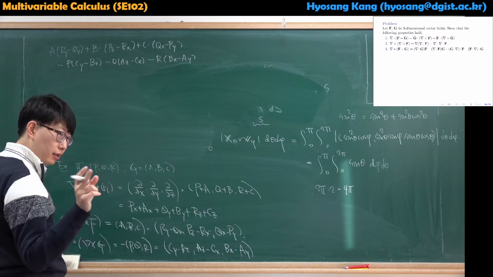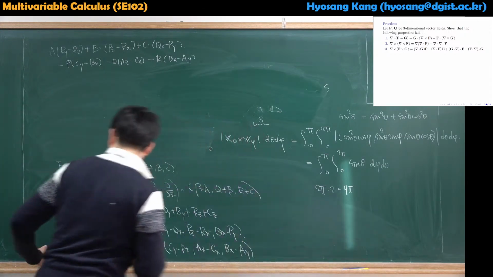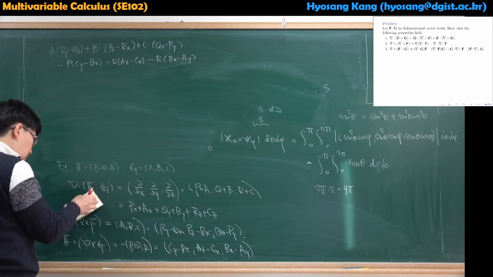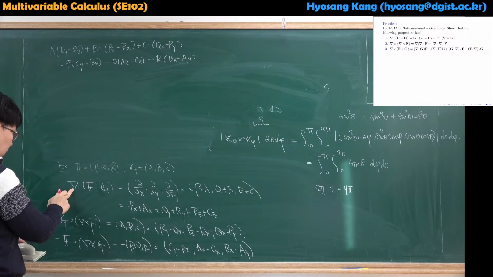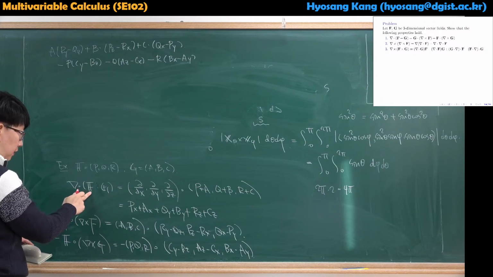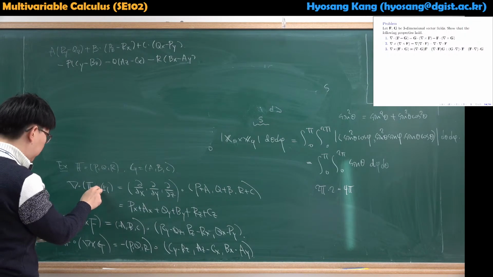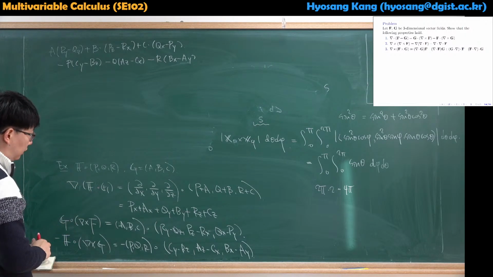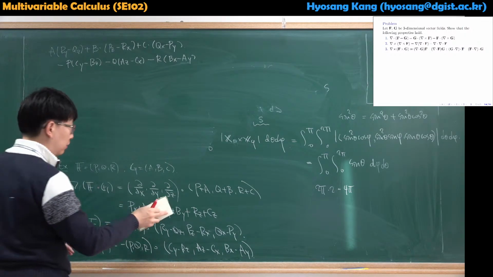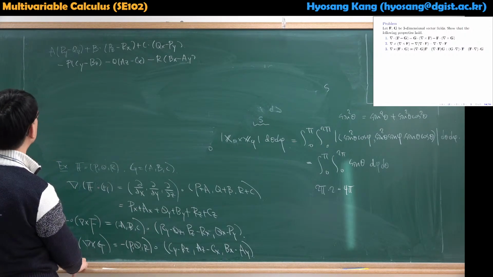I think the left-hand side of the problem must be changed to this. So it's gradient of F inner product G. So I think that's the correct one. So let me just finish the computation. Maybe not. So where's a minus here?